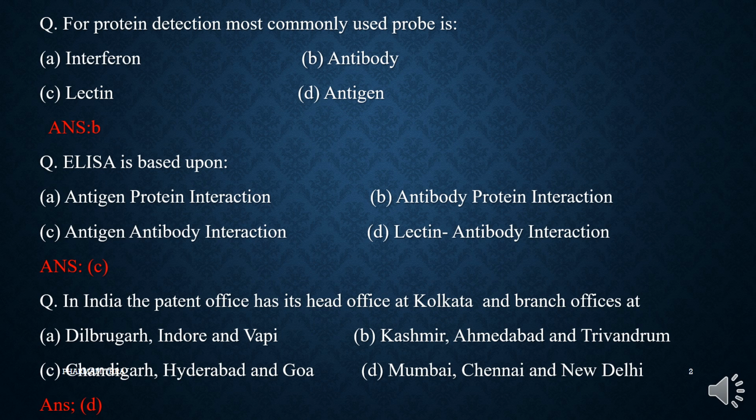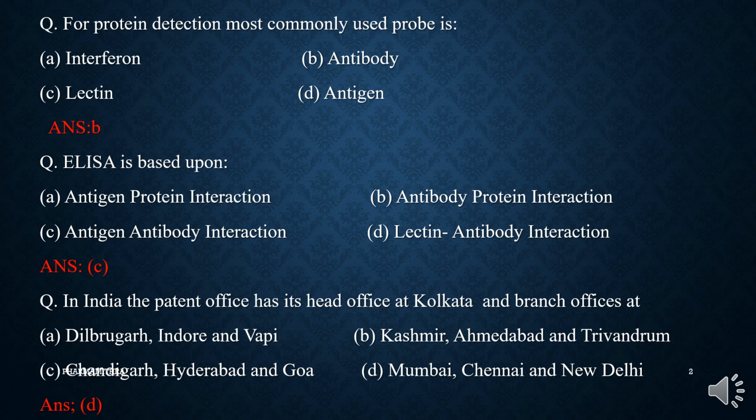Here, we know that antibody is a protein produced by the body's immune system against the harmful substance which will act as an antigen. It will act as a foreign body to our body. So, antigen-antibody interaction is carried out, or it is the basis of ELISA test. So, option C is the right answer.